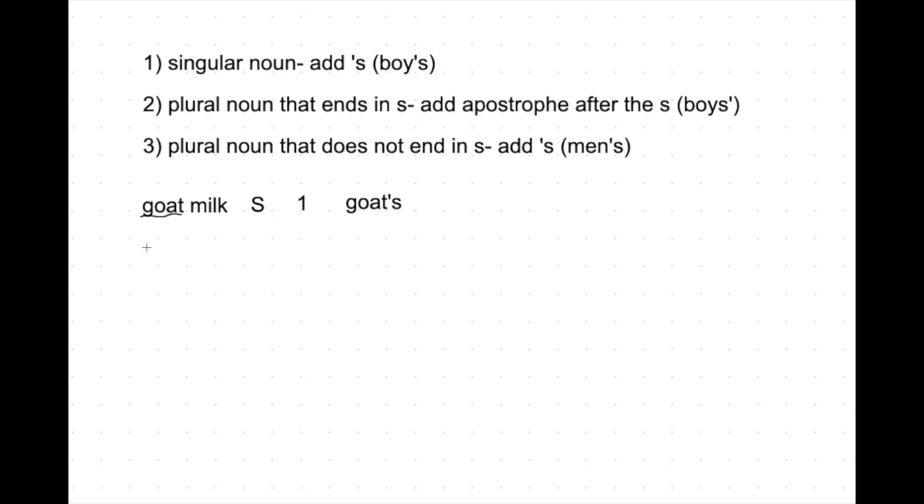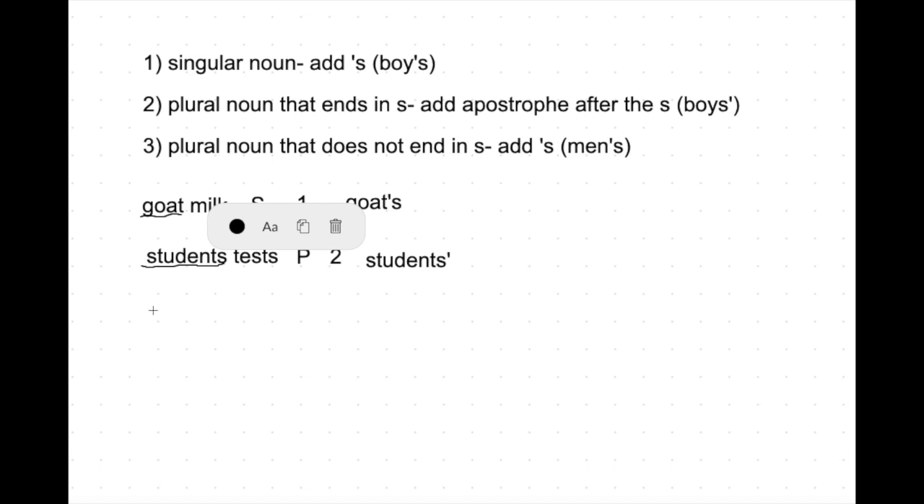Let's go to the next one. Students. Students' tests. Is students singular or plural? It's plural. We write a P. Therefore, does it follow rule 1, 2, or 3? It follows rule number 2. For rule number 2, we need to put the apostrophe after the S because students is plural. So it should say students, apostrophe.